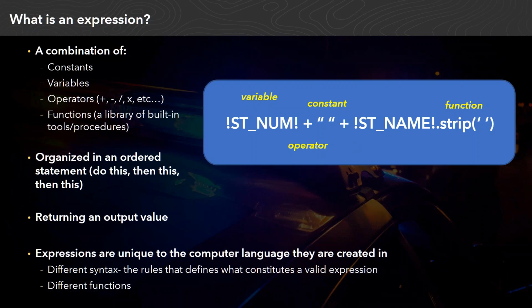But what's most important to know is that expressions are unique to the computer language that they're created in. So the different syntax in terms of what defines a variable, what operators are available, how to describe a constant, the different functions that are available as part of that expression language. Those syntaxes define what constitutes a valid expression, and depending on the language, there are different functions and operators available to you.